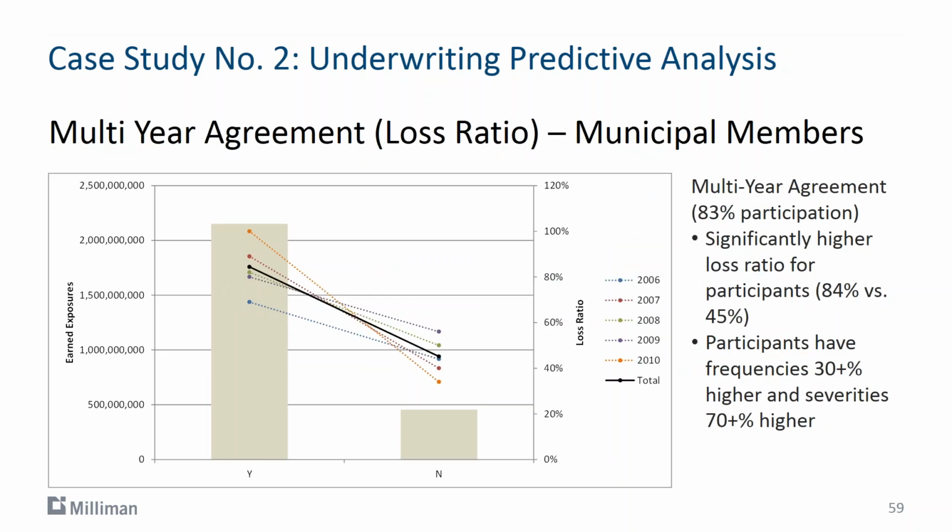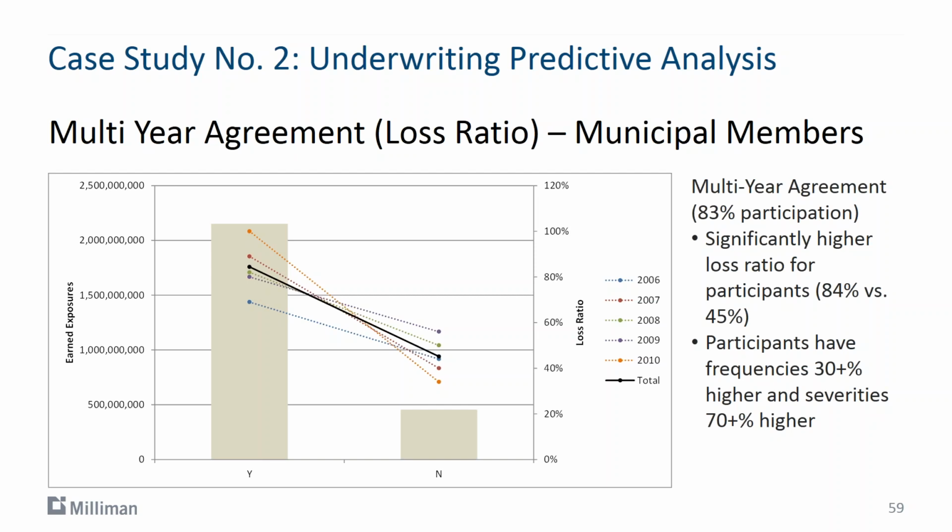So then we looked at the multi-year agreement. Remember, there's a lot of judgment going into what members get to go in the multi-year program. There's various discounts around that. When we looked at the municipal members, we can see, yes, there is in fact a distinction between members that do participate in MYA versus ones that don't. There is a differentiation, but it's not what we would expect. So if you're in the multi-year agreement, you have a much higher loss ratio than those that are not in the multi-year agreement, okay? So again, this is not what they wanted to accomplish.